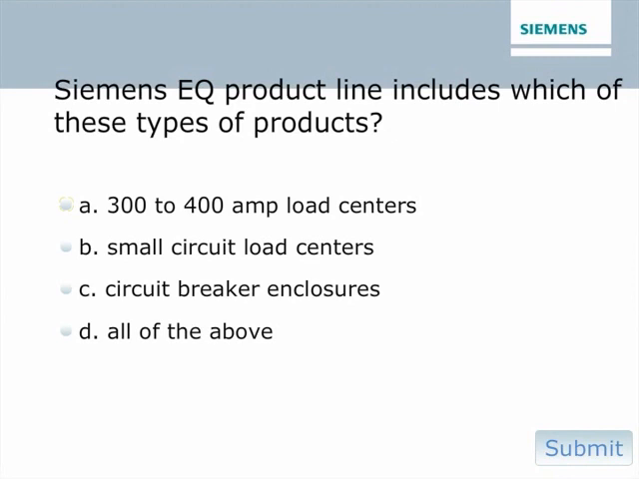Question 4. Siemens EQ product line includes which of these types of products? A, 300 to 400 amp load centers, B, small circuit load centers, C, circuit breaker enclosures, or D, all of the above?